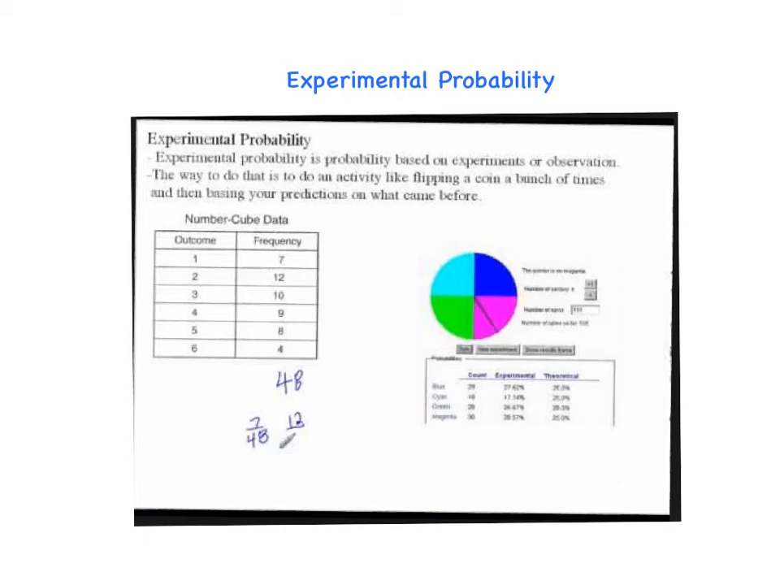Here is another example of experimental probability. The number cube data table shows us how many times each number on the die was rolled out of 48 rolls. This is an experimental outcome. The colored disc on the right is a spinner. Actually spinning the spinner and recording how many times each color was landed on is also an experiment.